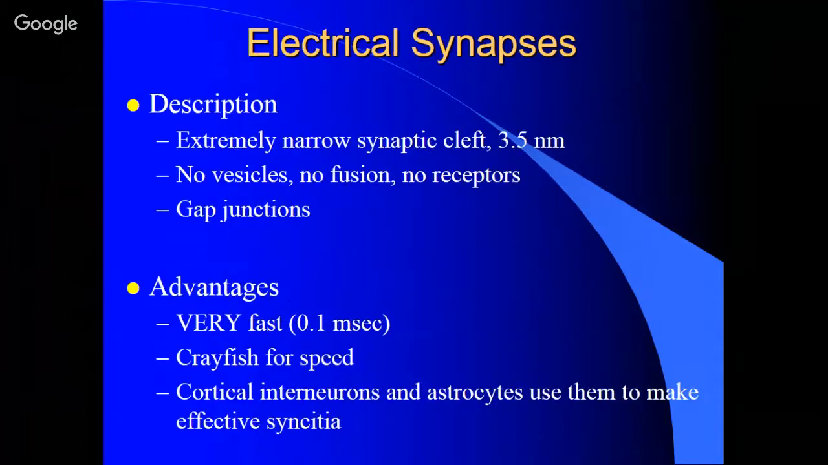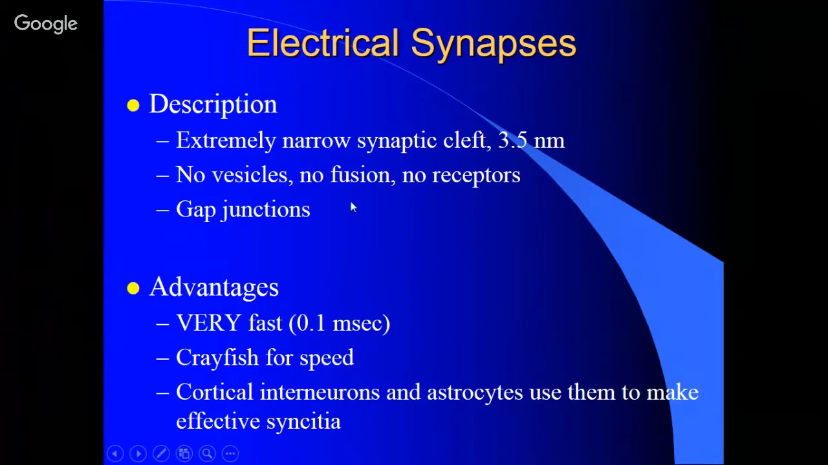An electrical synapse is defined by, first of all, that it's a direct electrical connection. There is no chemical intermediary. It's an extremely narrow synaptic cleft. So here's 3.5 nanometers, which is 35 angstroms. If you remember from last week, the plasma membrane was anywhere from maybe 70 angstroms would be a rough approximate size for the thickness of a cell membrane. And so this is half that. Right? So this is a very small space. There are no vesicles, there is no fusion, there are no receptors. What you have are gap junctions. And that's what makes the electrical synapses gap junctions.